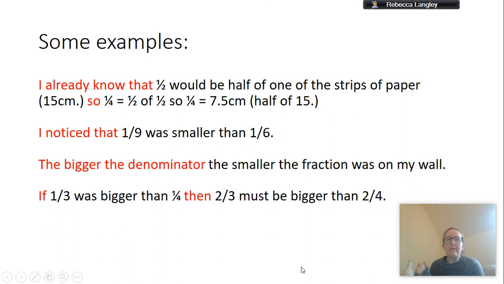So I already know that half would be half one of the strips of paper. So if you've got a 30 centimetre strip, half would be 15. So 1/4 is half the half, because I've seen that on my wall. So 1/4 of the length of 30 centimetres would be 7.5, which is half of 15. I noticed that a 9th was smaller than a 6th. The bigger the denominator, the smaller the fraction was on my wall. So obviously a half you've got like that, but 1/10 was like that. And then if 1/3 was bigger than 1/4, then I surmise that 2/3 must be bigger than 2/4.